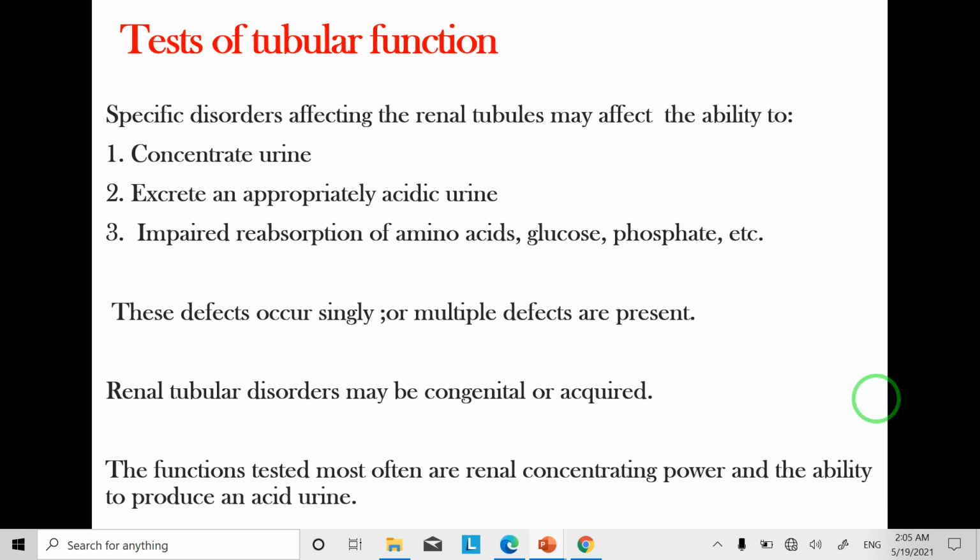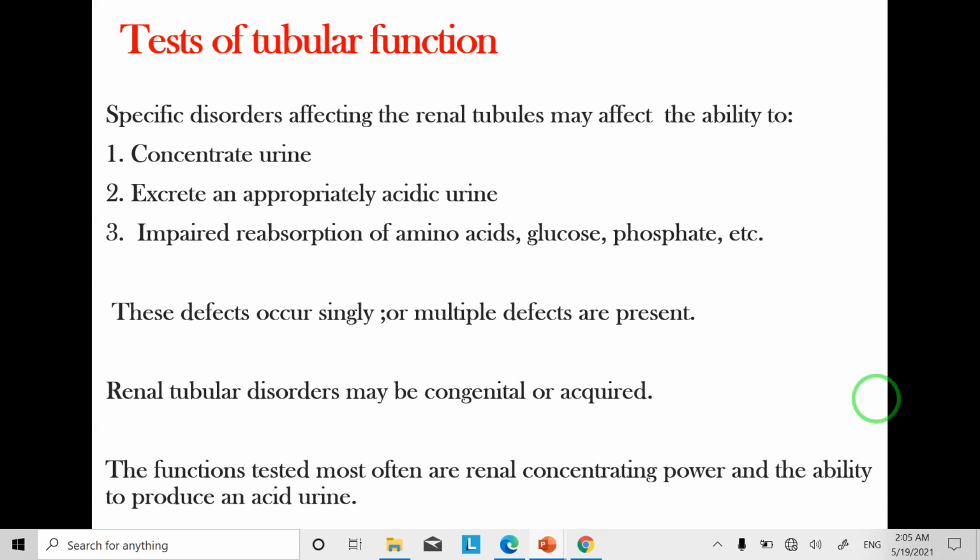may have impaired reabsorption of the valuable materials that must be absorbed in the proximal tubule, for example the amino acids, the glucose, the phosphate, and other materials, so they will appear in the urine in large quantity. These defects either occur all together or may occur singly. For example, he may have a defect only in the reabsorption of amino acids, or he is unable to produce acidic urine, or he may be unable to concentrate urine, or all these defects may occur together.